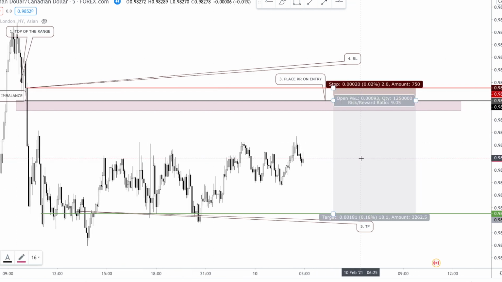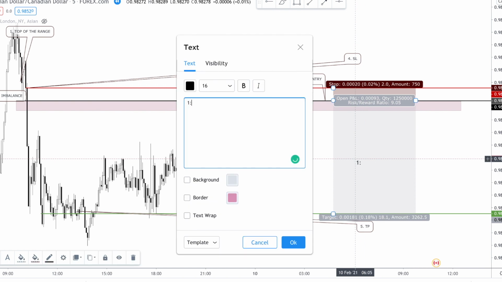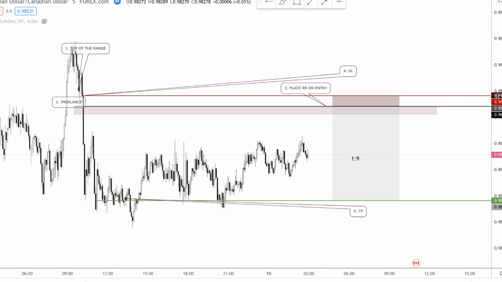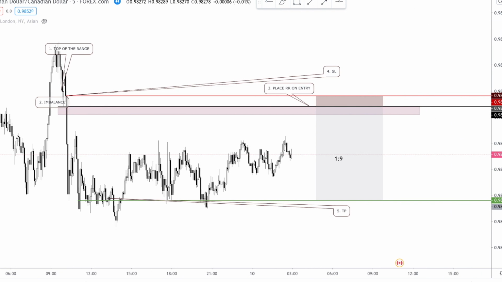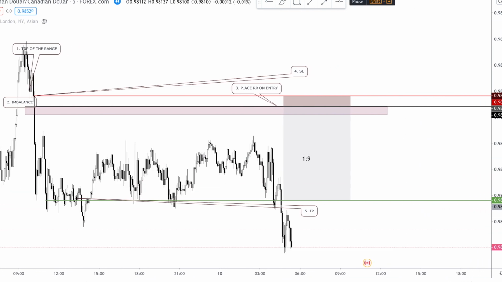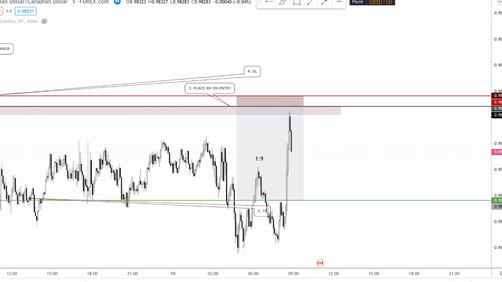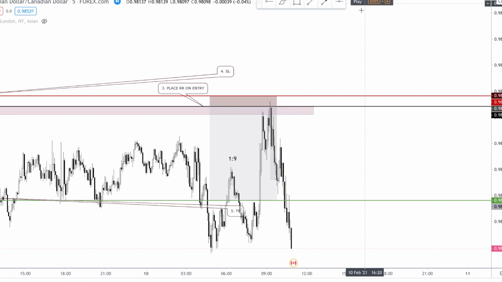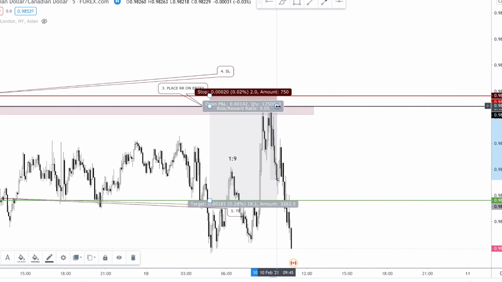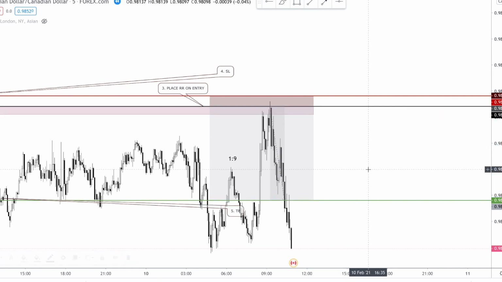The only time you can use text is if you're actually just planning your risk to reward, because if you send a screenshot, it's not going to show. So you can send me a screenshot like this. Guys, and that's exactly how you mark up your chart. Okay, take profit smashed. This risk to reward tool should also be at the end of this imbalance.